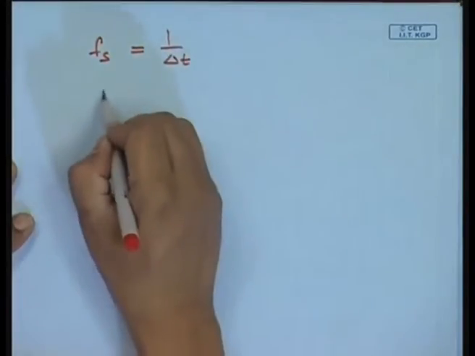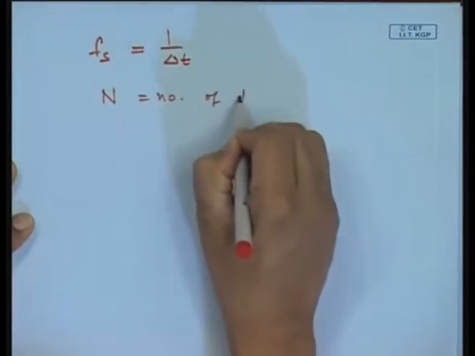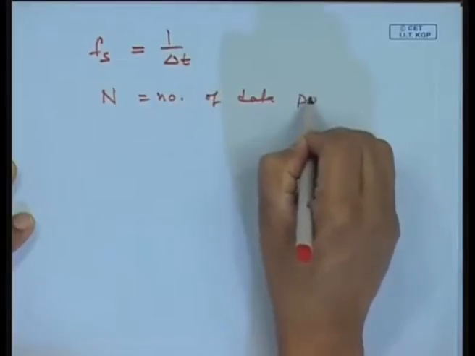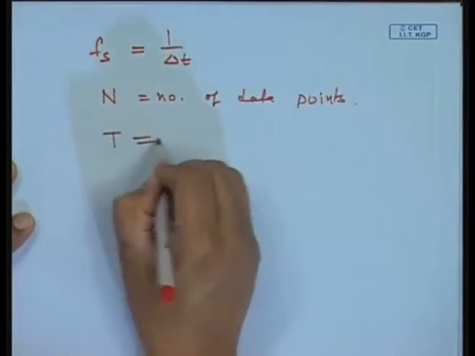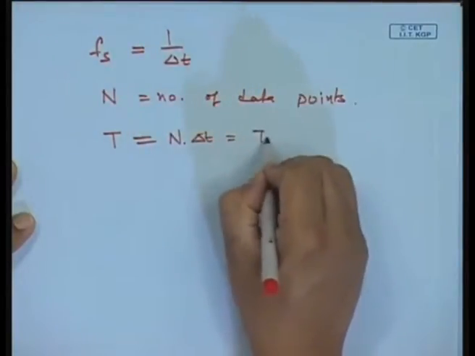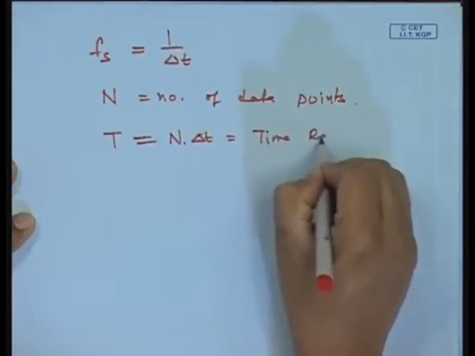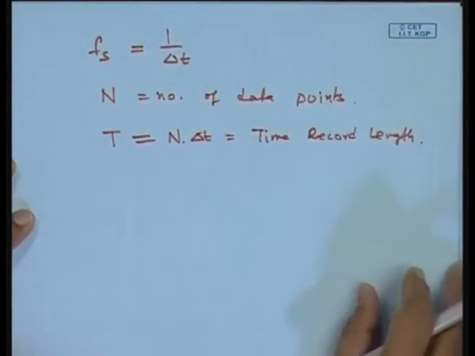If the number of data points is n, total time T is nothing but n times delta t, this is nothing but the time record length.